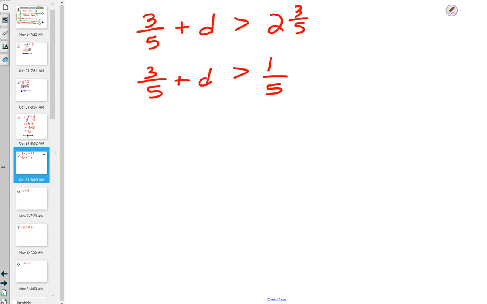So 2 3/5 is an improper fraction. It's 13/5. John O, what do you want to do next?